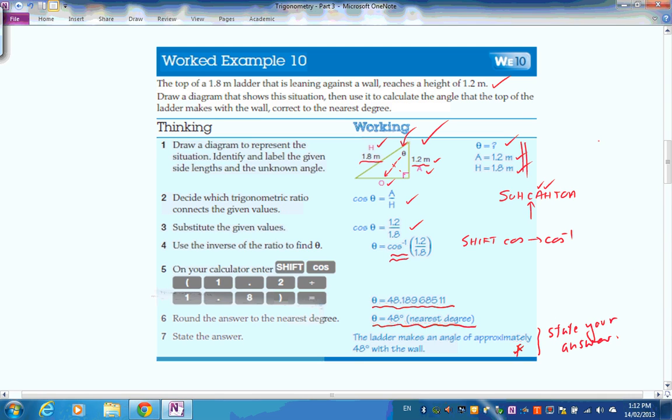So it is very, very important that you stick to the protocol. What is it again? Draw a diagram, label the sides with the lengths and whether they're opposite, adjacent or hypotenuse, decide on the trig ratio, substitute the values. This time use the inverse of the ratio to backtrack to find theta. Because this time we are trying to find the angle whose ratio is that particular value that we've calculated.